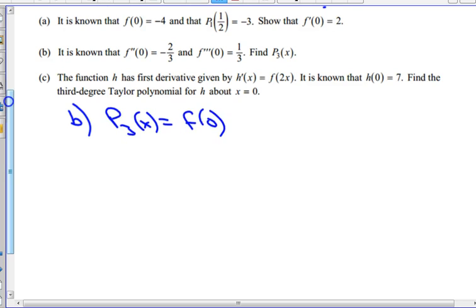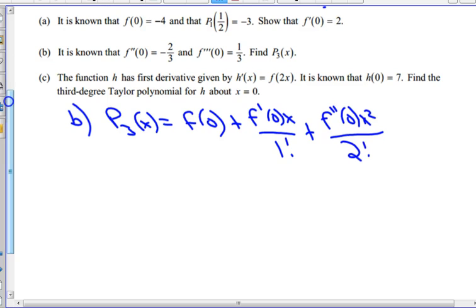That's my function at 0. My first derivative at 0, x to the first over 1 factorial. My second derivative at 0, x to the second over 2 factorial. And my third derivative at 0, x to the third over 3 factorial. That's how you make a polynomial. Just sub in the numbers and we are done.